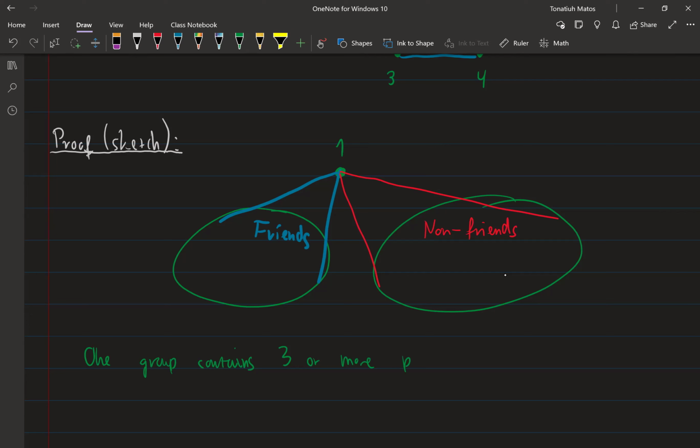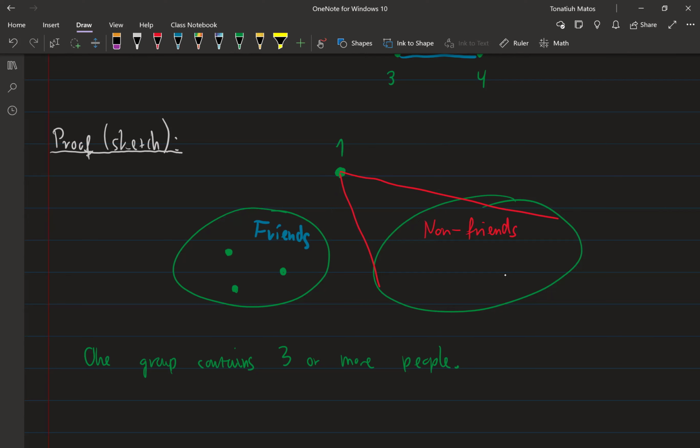Here's the brilliant part of this. Okay, let's suppose it's the friends, right? Let's suppose that we have 3 friends. If this isn't true, then just paint the non-friends blue. Like the colors don't matter, right? I made it up that it's blue friends and red non-friends. It could have been swapped. Clearly, the colors don't matter.